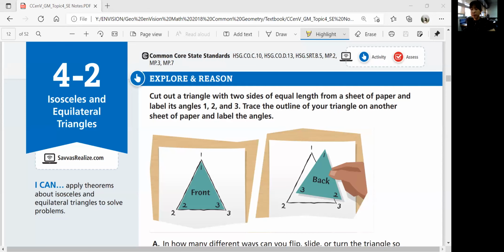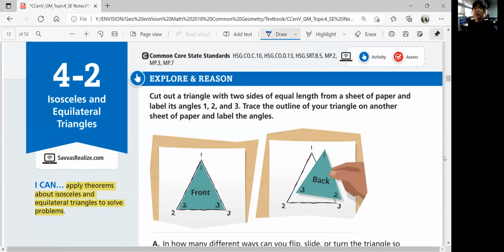Hello, this is Geometry, Lesson 4-2, Isosceles and Equilateral Triangles. In this lesson, we'll apply theorems about isosceles and equilateral triangles to solve problems. Let's look at explore and reason.